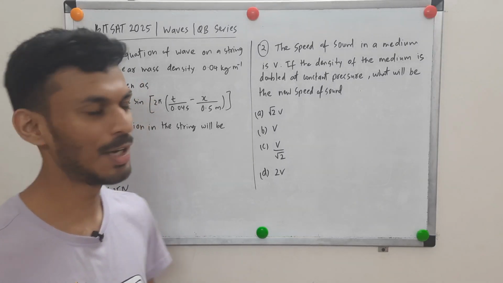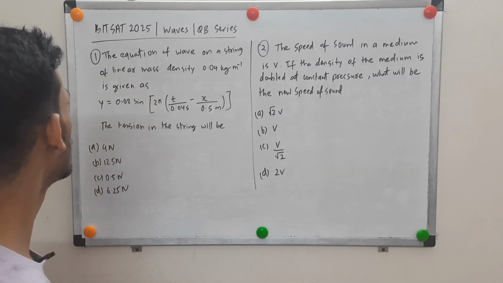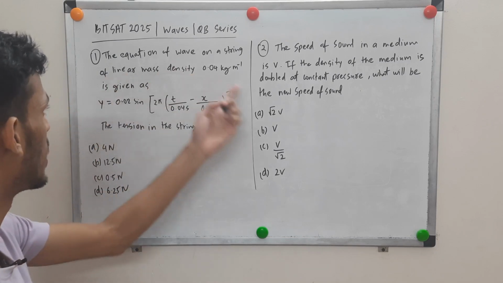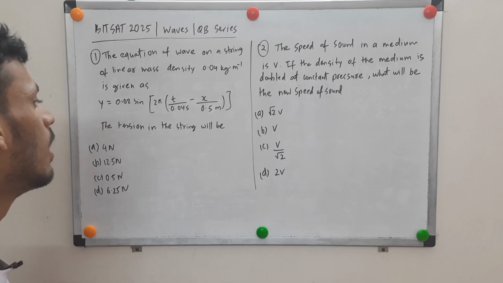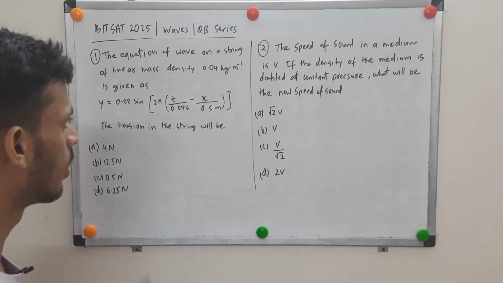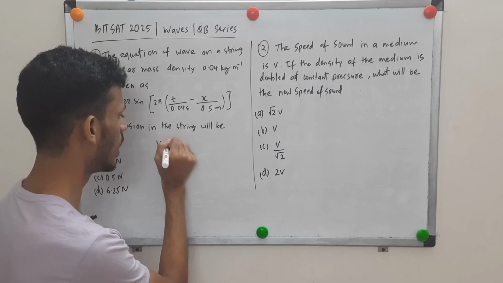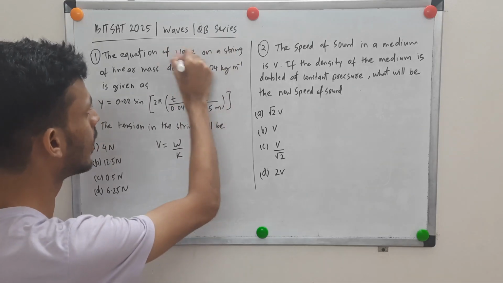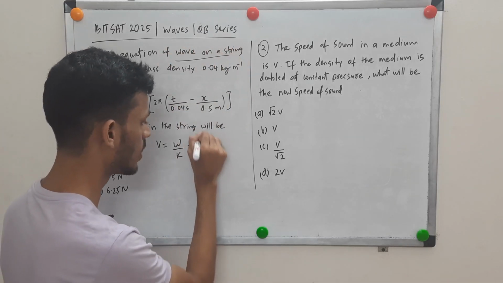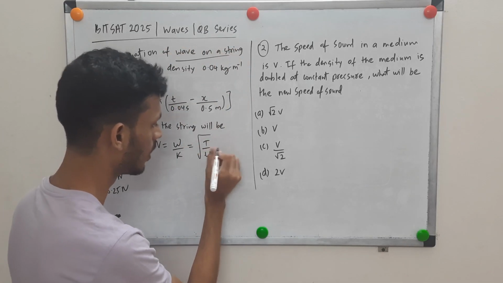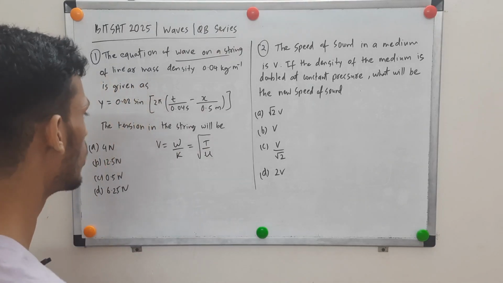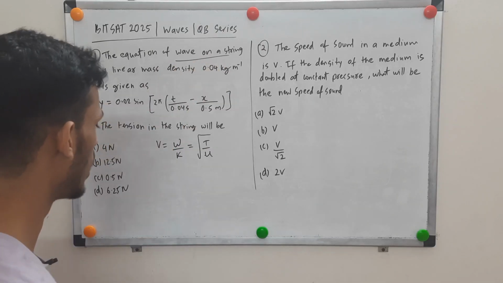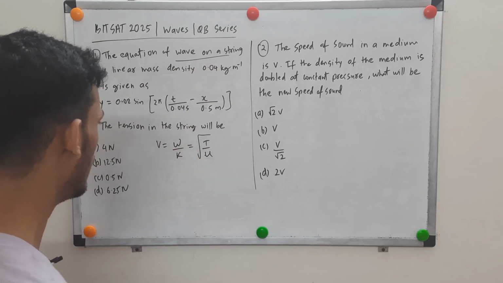So question 1 and 2 to kick things off today. In question 1 we are given the equation of a wave. This is a wave on a string, linear mass density given. You are supposed to tell the tension in the string. Now looking at the equation, you can actually find the wave velocity, omega by k, and you also know this is a wave on a string, so its velocity is under root T by mu. So you relate these two concepts. One is the speed from this equation and the other is the speed for a wave on a string. So from here you can find T easily.